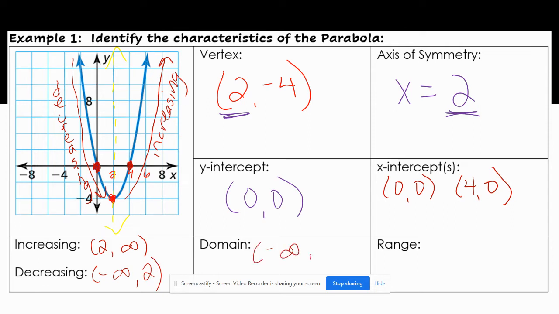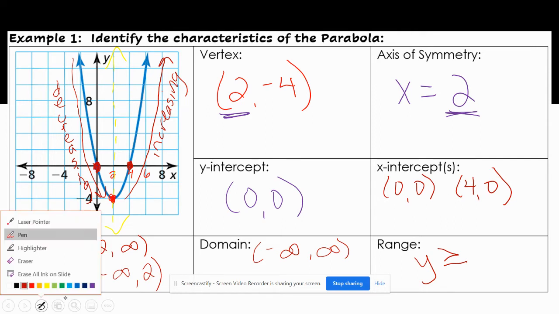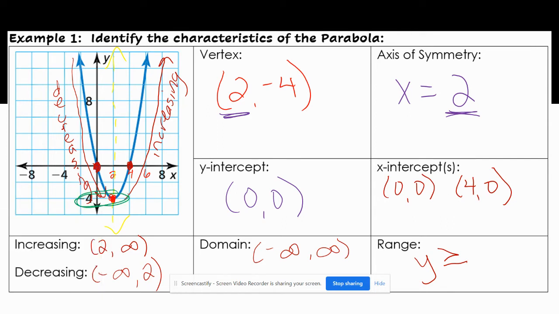Remember, our domain is always negative infinity to infinity. Our range, we have going greater than, because our arrows are pointing up. It's an up-facing parabola, so y is greater than or equal to. Our vertex is down here, and the y value is -4, and so y is greater than or equal to -4. Go ahead, pause the video, and do the U-try number 1.